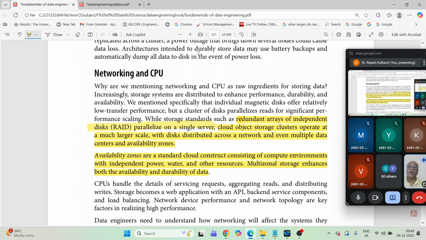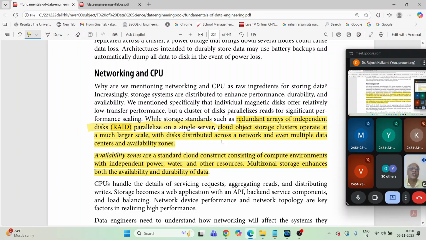We also know of new storage standards such as RAID. All computer science students should at least know the long form of RAID. What is it? Redundant array of inexpensive disks. So what they will be doing on a single server, they will be parallelizing, right? Cloud object storage clusters operate here at a much larger scale.